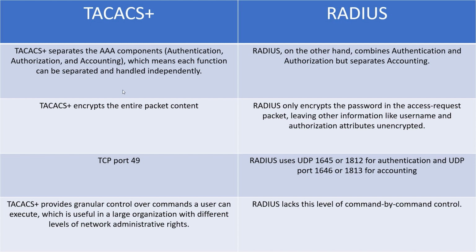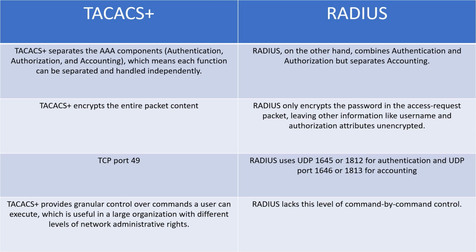TACACS can do authentication, authorization, and accounting. These are separate functionalities. RADIUS, on the other hand, just does the authentication and the authorization together, but separates the accounting. And talking about the encryption, in TACACS the entire packet is encrypted, whereas the RADIUS server only encrypts the password field, and the username and everything else is sent in plain text.